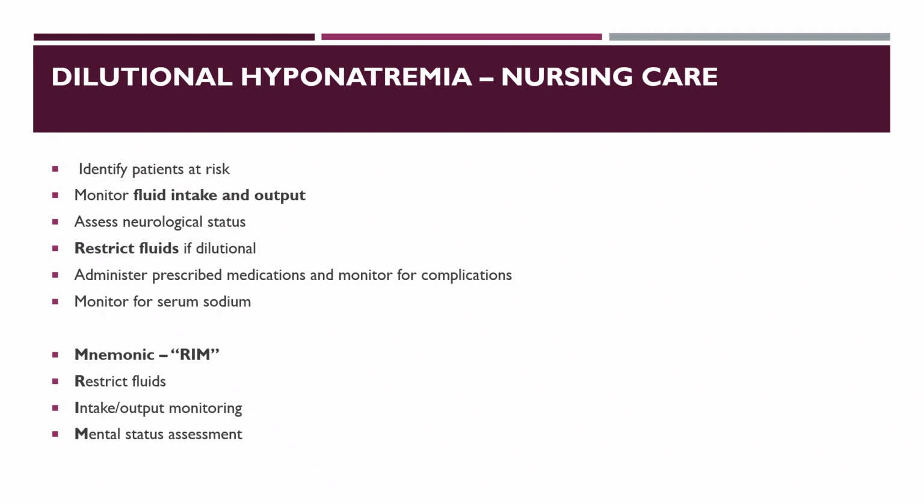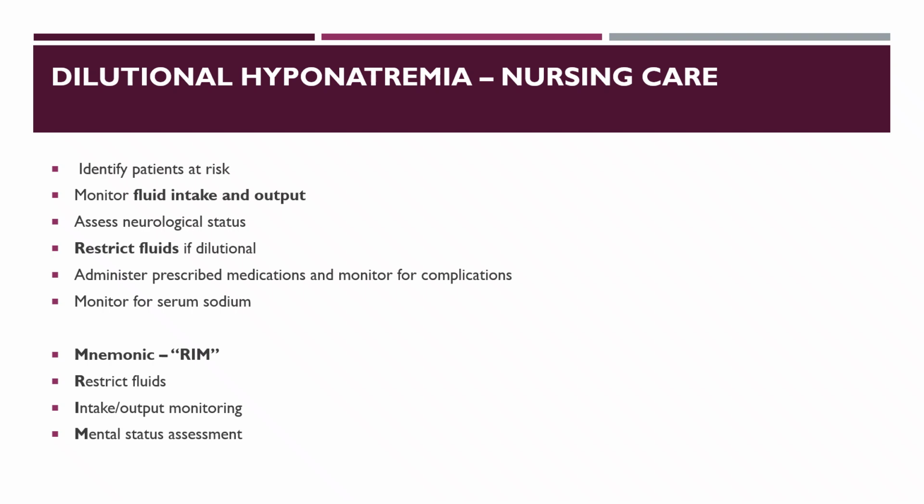So let's look at how we care for patients under this form of hyponatremia. First, identify patients at risk, that's assessment as a baseline. We monitor fluid intake and output as well. Then we assess neurological status because we learned there will be confusion. Then you have to restrict fluid if dilutional, because there's more fluid in there. More fluid added again will dilute the sodium at hand. You administer prescribed medication and monitor for complications. Then you monitor serum sodium.